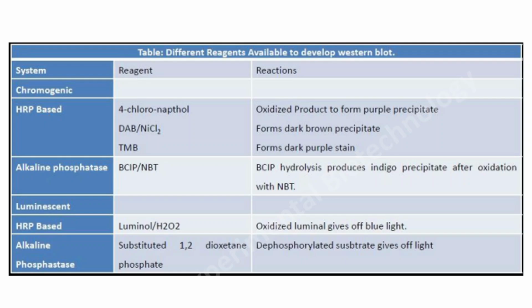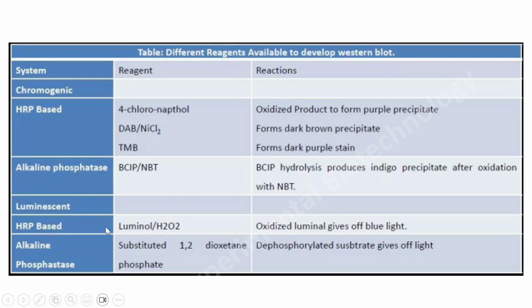So you will get a purple coloration, and you can detect that purple color at a particular wavelength. If you use DAB nickel chloride, it will form a dark brown precipitate. You can see the precipitate, and the amount of precipitate will determine the amount of antigen antibody reaction conjugate. Then you can use TMB, which forms a dark purple stain. For alkaline phosphatase, you can use BCIP and NBT, where BCIP hydrolysis produces an indigo precipitate after oxidation with NBT.